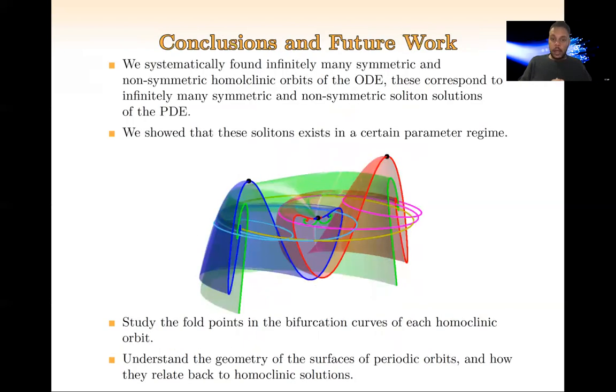So finally, I would like to make some conclusions. We have found that there exist infinitely many symmetric, non-symmetric, and antisymmetric homoclinic solutions of the ODE, which correspond to the symmetric, non-symmetric, and antisymmetric soliton solutions of the PDE, and we show that they exist in a certain parameter range.